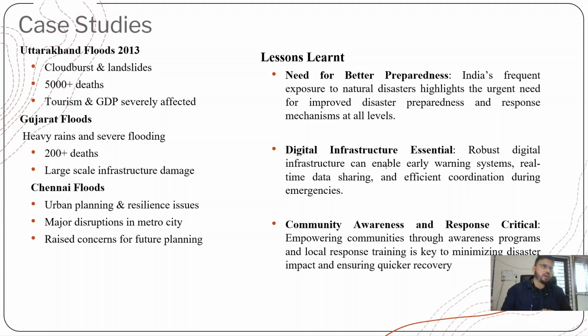Let us see some of the case studies and what lessons were learned from them. Uttarakhand flood in 2013: cloud burst and landslides, which resulted in 5,000 plus deaths. Tourism and GDP were adversely affected. Gujarat floods: very heavy rainfall and severe flooding. More than 2,000 lives were lost and large scale infrastructure damage took place. In Chennai, urban planning and resilience issues surfaced, with major disruptions in the metro city, which raised concerns for future planning. So, what are the lessons learned from this? We need better preparedness, better digital infrastructure, and community awareness and response are critical. These are the basic lessons learned.